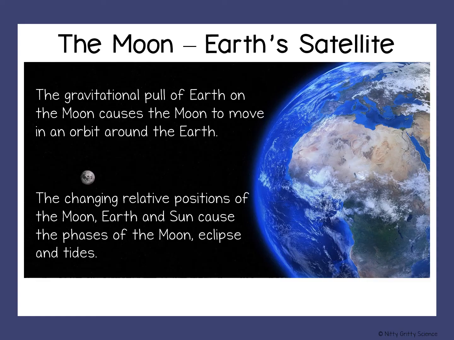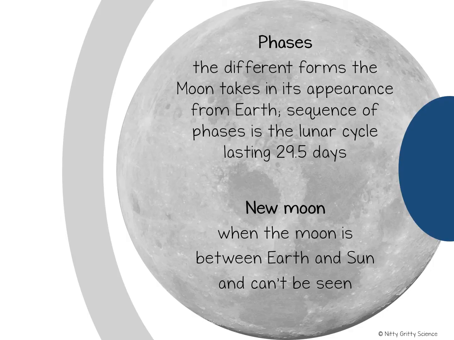As the moon revolves around Earth, the relative positions of the moon, Earth, and the sun change. These changing relative positions cause the phases of the moon, eclipses, and tides. When you see the moon in the sky, sometimes it appears round, other times it looks like half of a pizza, sometimes it's a thin sliver, and sometimes you don't see it at all. The different shapes of the moon you see from Earth are called phases, and the moon goes through its whole set of phases each time it makes a complete revolution around Earth.